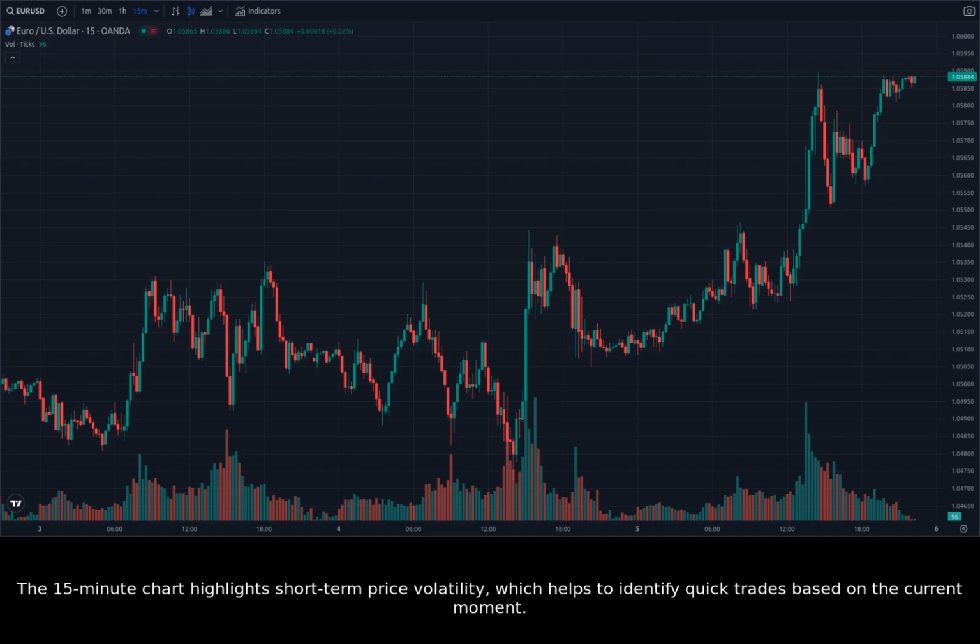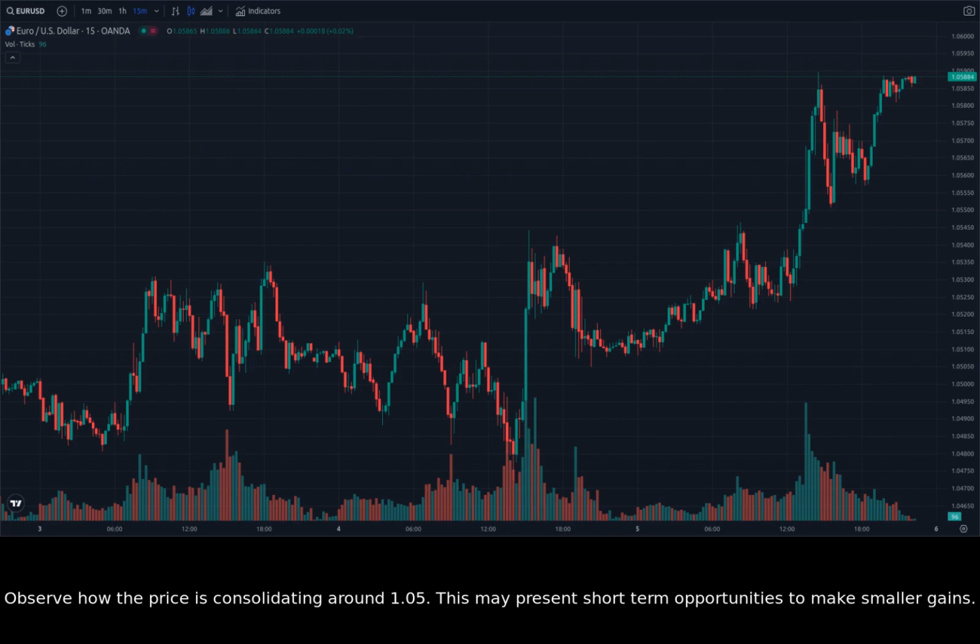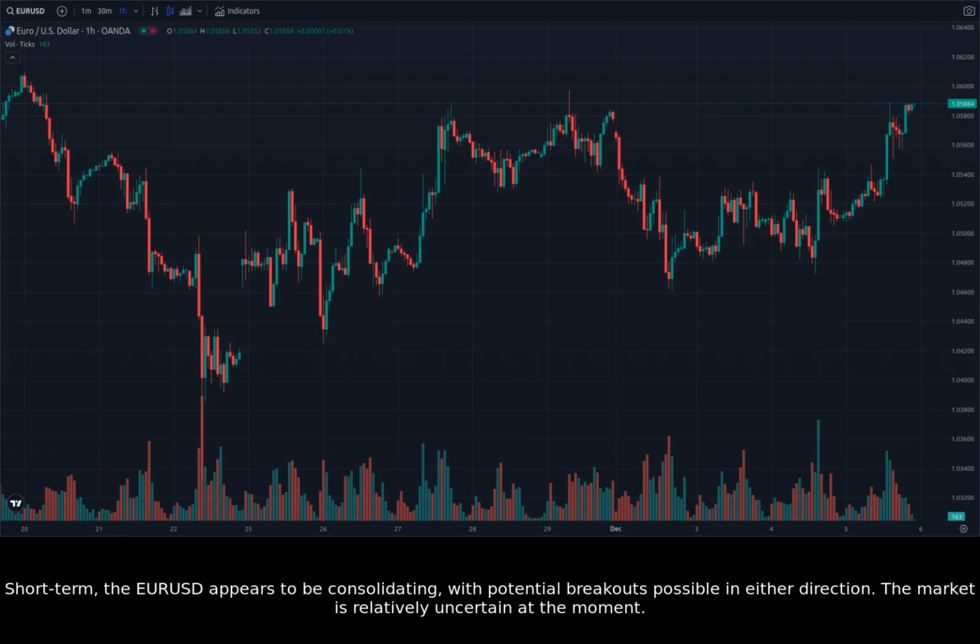The 15-minute chart highlights short-term price volatility, which helps to identify quick trades based on the current moment. Observe how the price is consolidating around 1.05. This may present short-term opportunities to make smaller gains. Short-term, the EURUSD appears to be consolidating, with potential breakouts possible in either direction. The market is relatively uncertain at the moment.